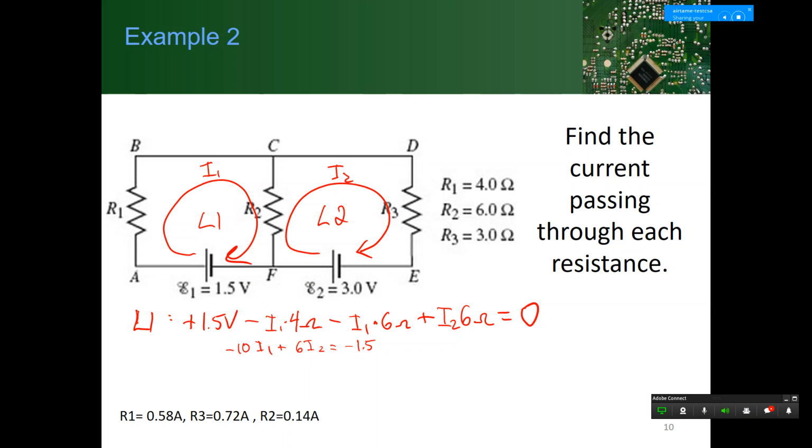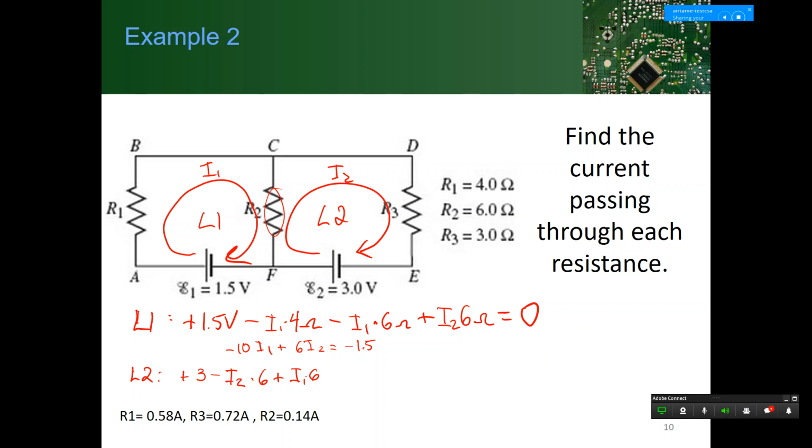Well, I have another loop now. Let's do it for the second one. So my loop 2, I'm gaining 3 volts. I'm losing the amount of current that's going through R2, right? So I'm losing I2 times that resistance. So minus I2 times 6. But look at that. There was one going in the opposite direction. So I'm adding the current there. So plus I1 times 6. Because it's going in the opposite direction. And now I'm done with this resistor.